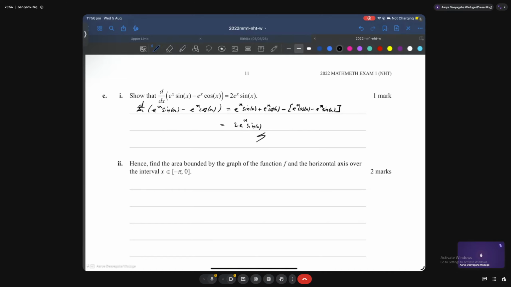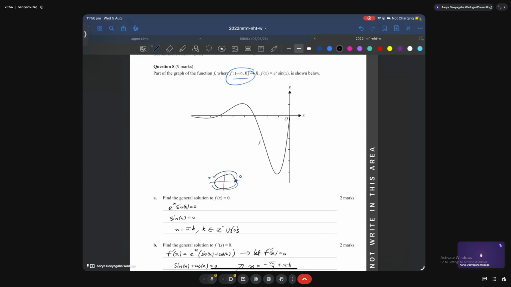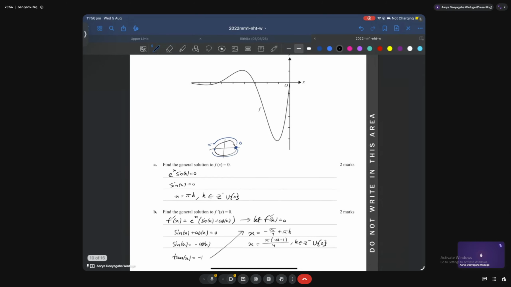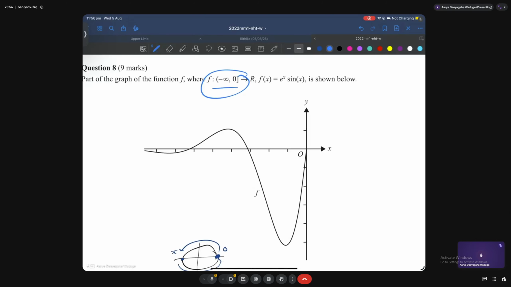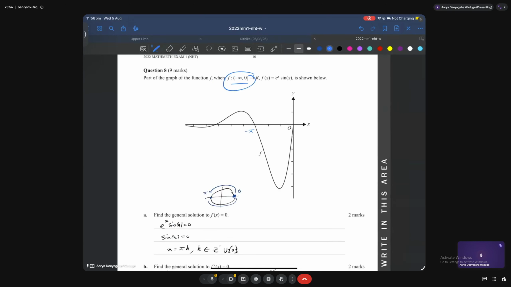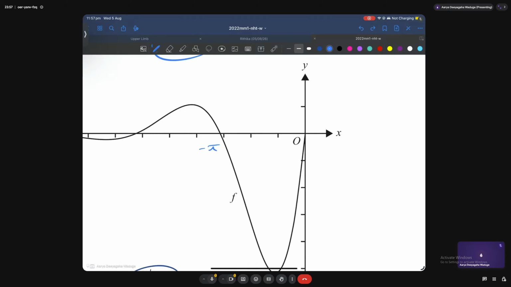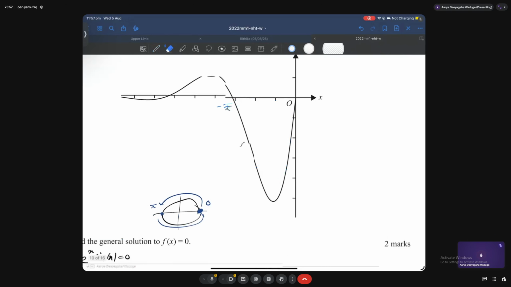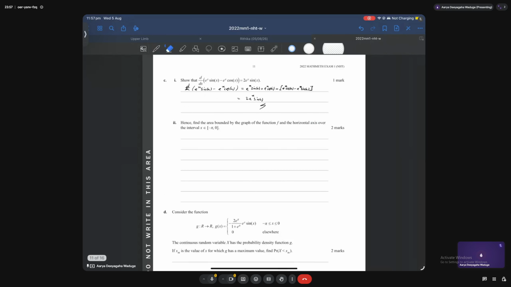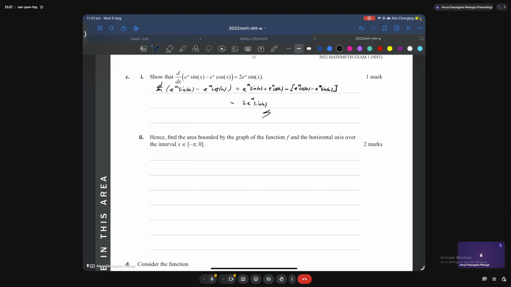Interesting. Hence find the area bounded by the function and the horizontal axis over negative pi to 0. So the first intercept here is negative pi, because you can tell from the solution to f of x is equal to 0. They want the area bounded by the function and the horizontal axis, so essentially this area here. That's not too bad. So that area is going to be given by what?